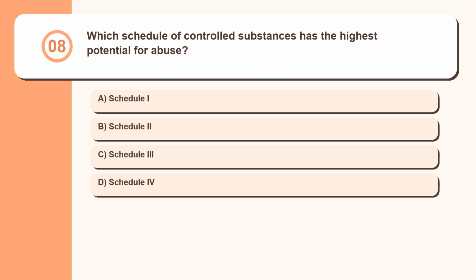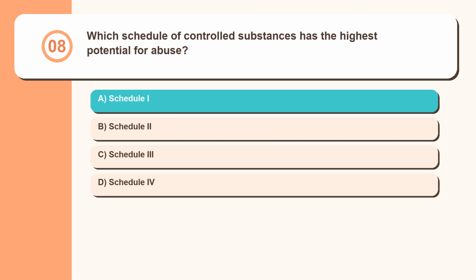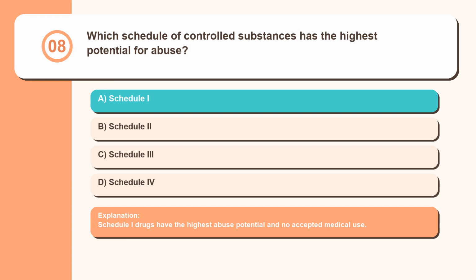Question 8. Which schedule of controlled substances has the highest potential for abuse? Schedule I, Schedule II, Schedule III, Schedule IV. Schedule I drugs have the highest abuse potential and no accepted medical use.